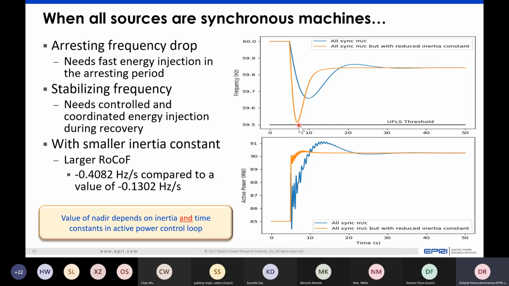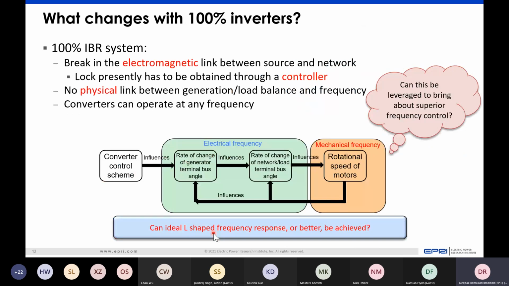There's a very nice graph in Professor Kundur's book which shows these differences between these different types of resources and the kind of response that they provide, which really sheds insight into how we can think of frequency response, not just from an inverter-based resource perspective, but from a system-wide perspective. But all that said and done, what changes when we go to a 100% inverter-based resource system?